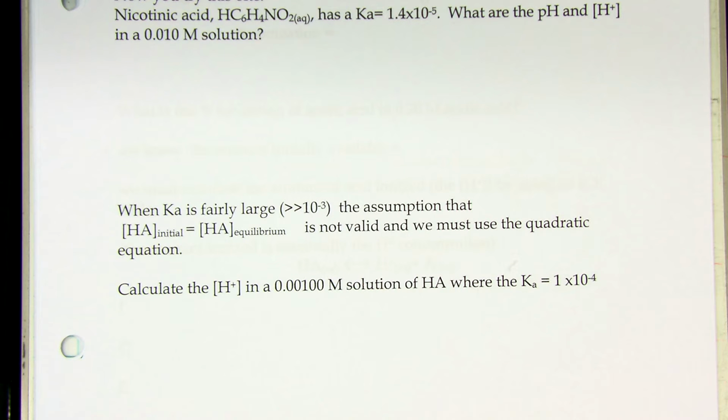Our Ka is 1.4 times 10 to the negative fifth, so we can assume X is small. So then we set up our Ka: 1.4 times 10 to the negative fifth is equal to X squared divided by 0.010 molar. And this gives us an X value. X is representing the hydrogen ion concentration, 3.7 times 10 to the negative fourth molar. So the pH is 3.43. We have two sig figs in the number, so we get 2 digits to the right of the decimal in the pH.